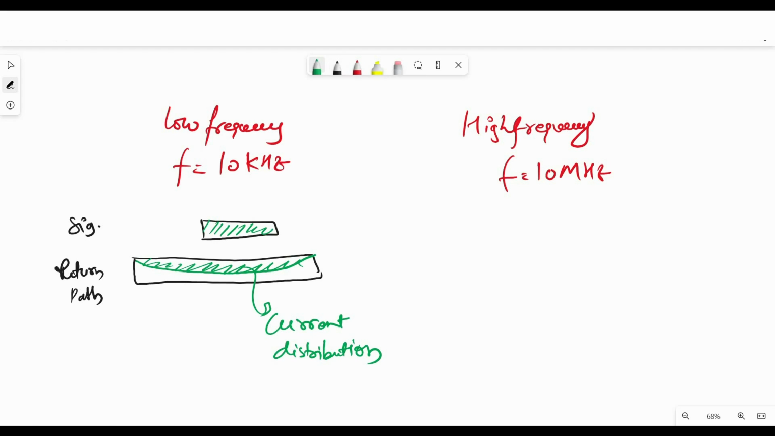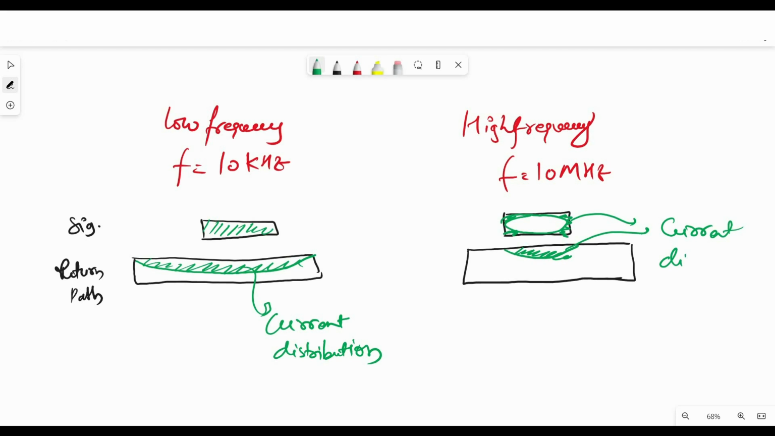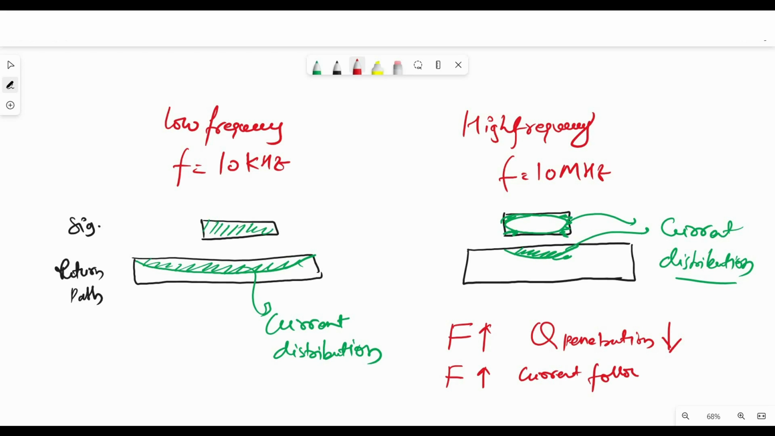But if we try to understand from the impedance or resistance point of view, for low frequency, the ground current takes the path of least resistance. But in case of high frequency, the ground current takes the path of least inductance. And that's why it flows under the signal, because of capacitive coupling between the signal and its return path.